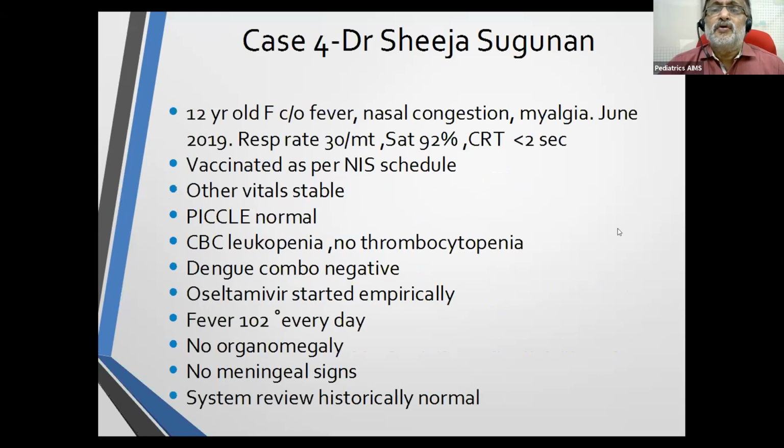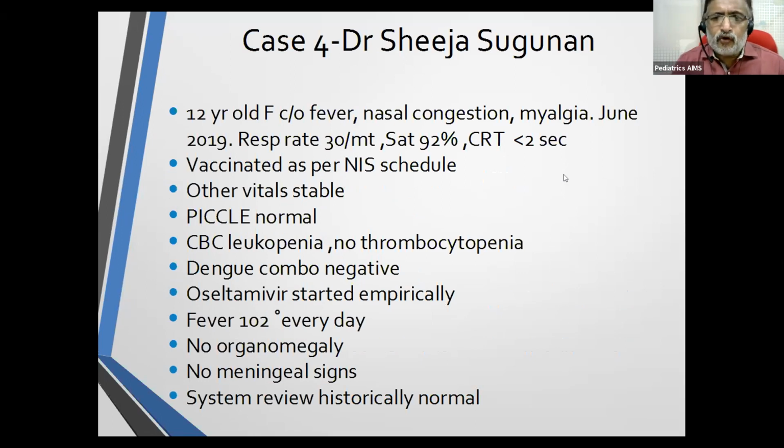So, friends, we discussed three cases. First one is ESBL producing E. coli. Second one is ESBL producing Salmonella. And the last one is not due to resistance, but actually due to the improper use of antibiotics and lack of vaccination. Now, the question is to Dr. Shreeja Sugunan, another case scenario.